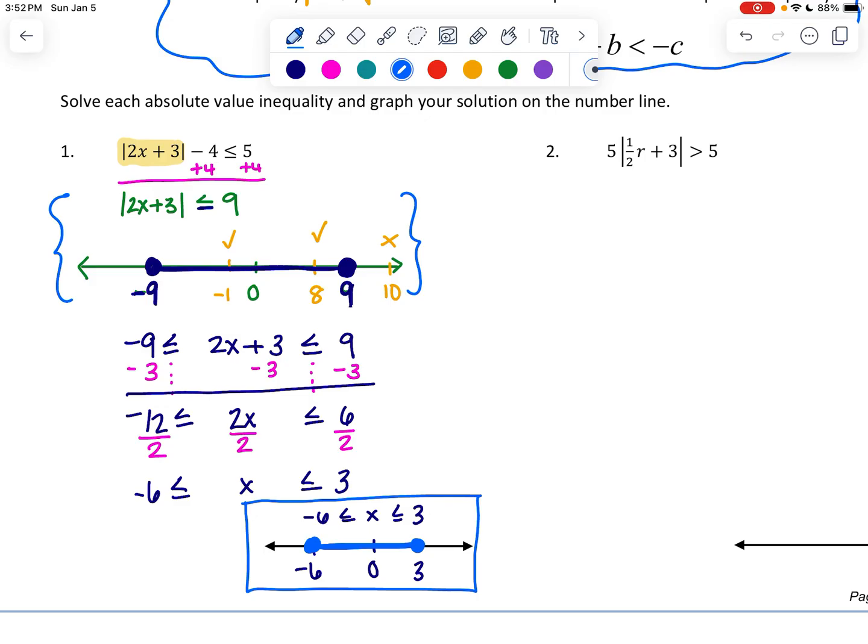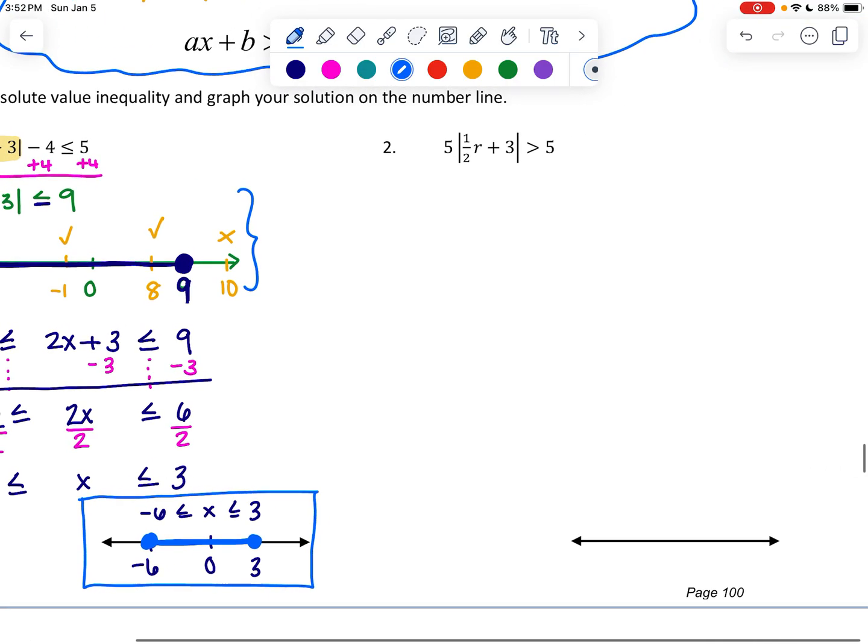Okay, let's do another one. Number 2, 5 times the absolute value of 1/2 r plus 3. We have to solve this exactly the same way that we did before. So we're going to divide both sides by 5. And I get the absolute value of 1/2 r plus 3 is greater than 1.